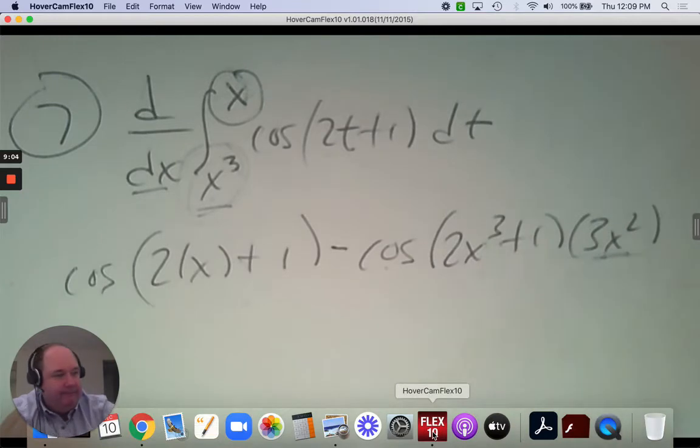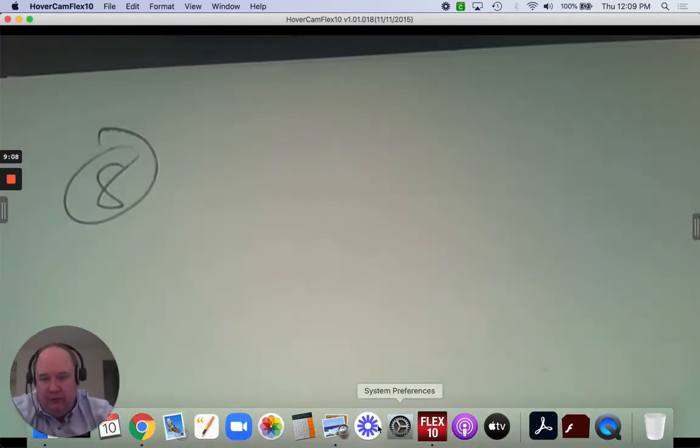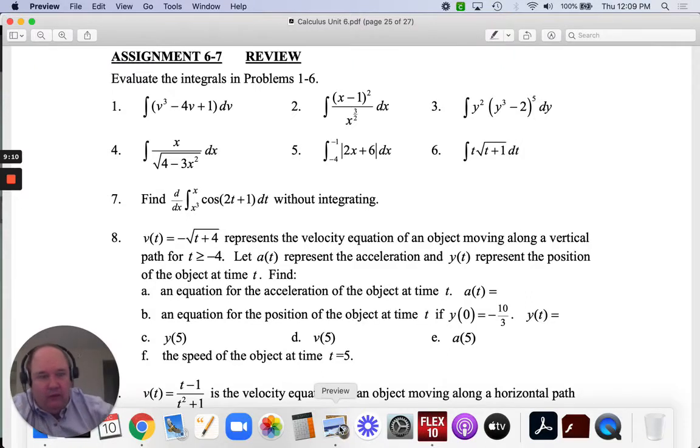Number 8. Number 8 has multiple parts to it. We'll get through it together. So you're given the velocity is negative the square root of t plus 4. Right away, I'm going to write that as t plus 4 to the 1/2. It gives you a restriction. T has to be greater than -4. Otherwise, if it's smaller than -4, it would be undefined. It would be imaginary. So that's why they have that restriction there.